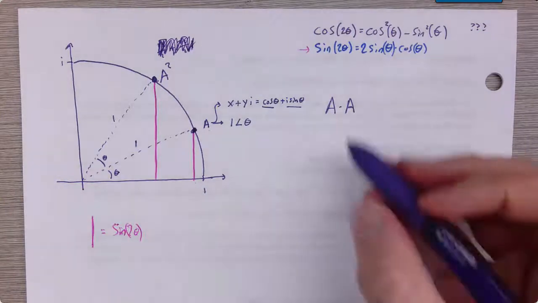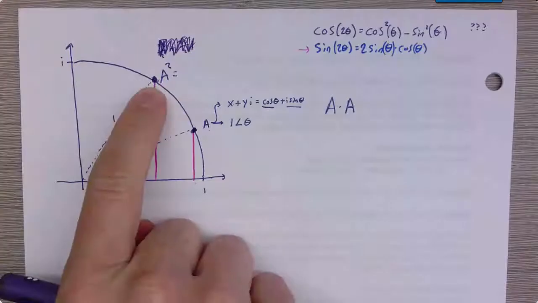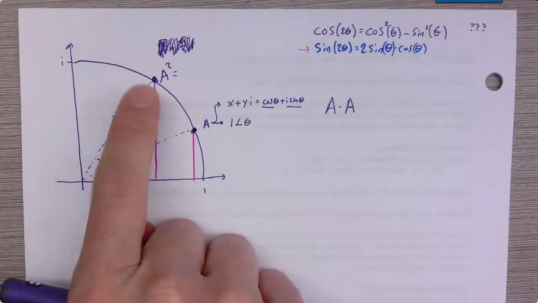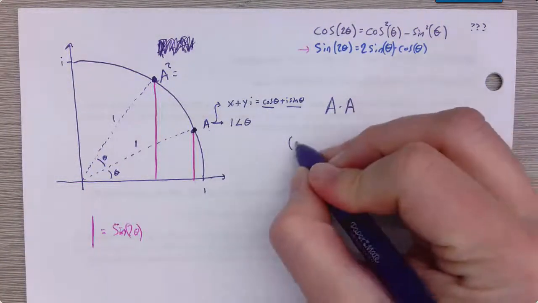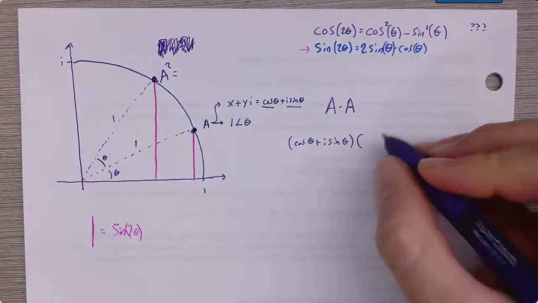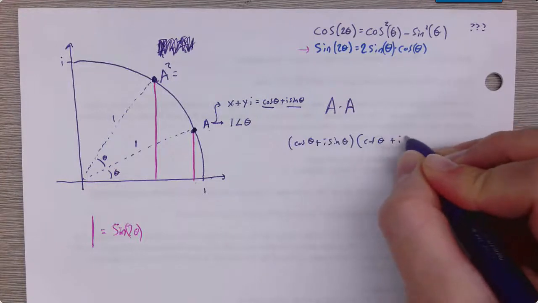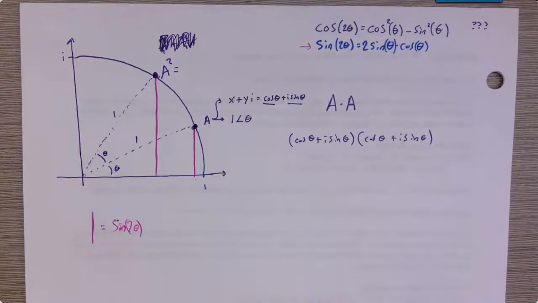All right, time to do the multiplication. So if I want to know what are the coordinates up here, what's the real part, what's the imaginary part, let's just multiply A times A. So let's see, A is cosine theta plus i sine theta. Go ahead, pause the video, try and do the multiplication yourself and see what happens.